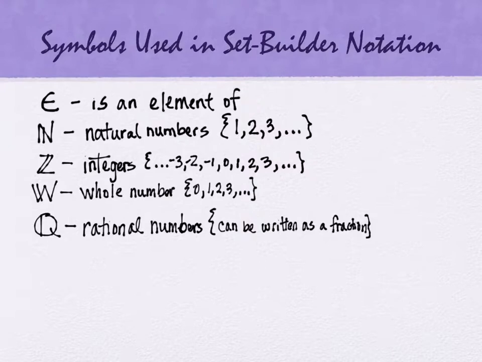Any idea why Q might be used for rational numbers? It's not from Latin, by the way. Say that again. Quotient? The word quotient. Yeah, quotient means division, right? And that's exactly what's going on with a fraction. It's a number divided by another number in a ratio form. So quotient is where the Q comes from.